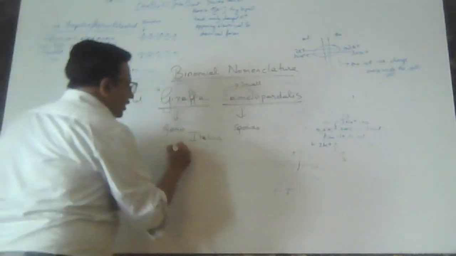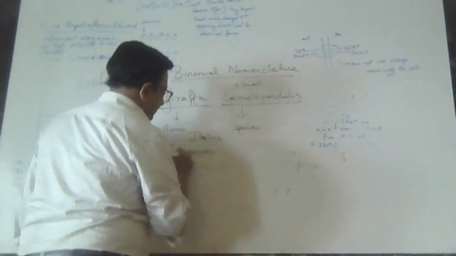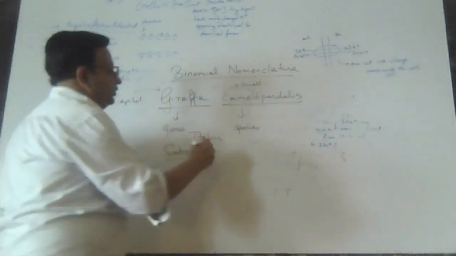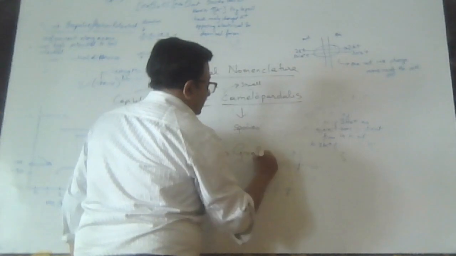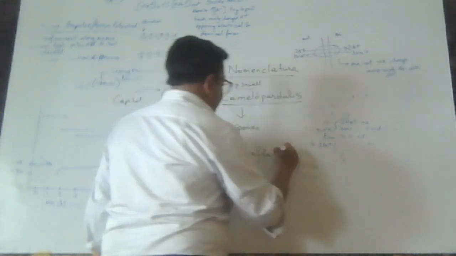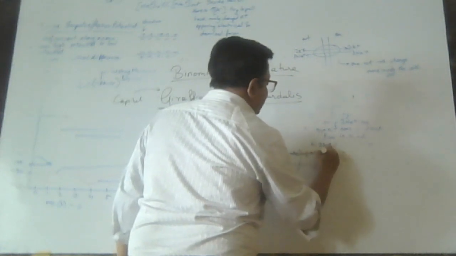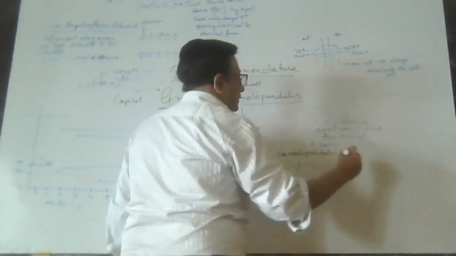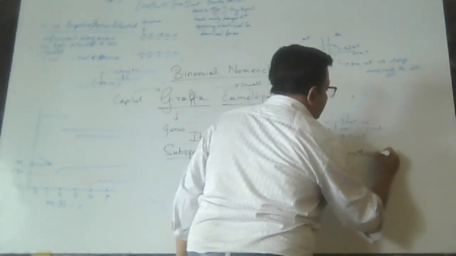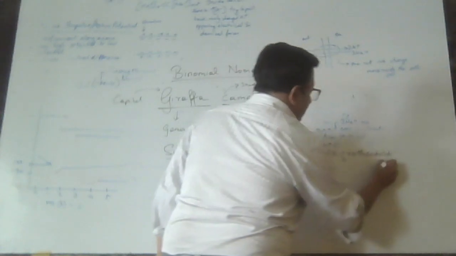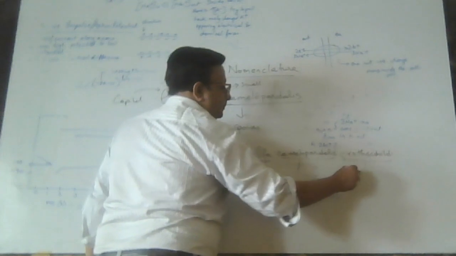When you want to talk about a subspecies, it should be Giraffa camelopardalis rothschildi. All must be underlined. This is a subspecies.